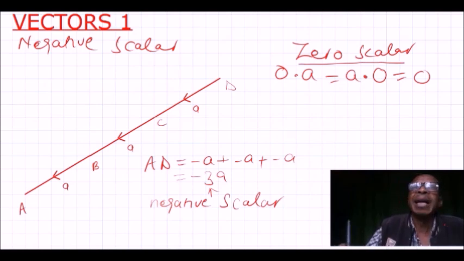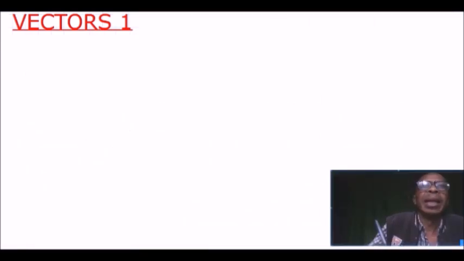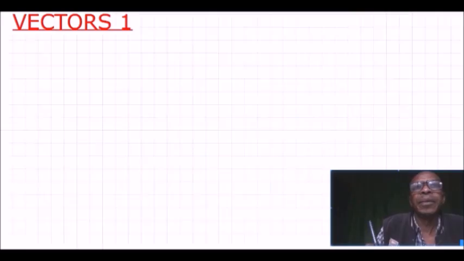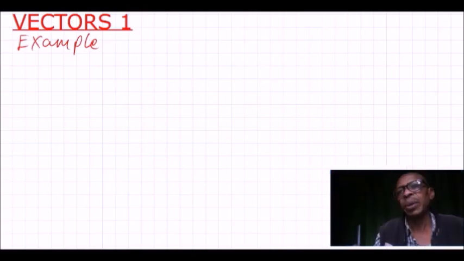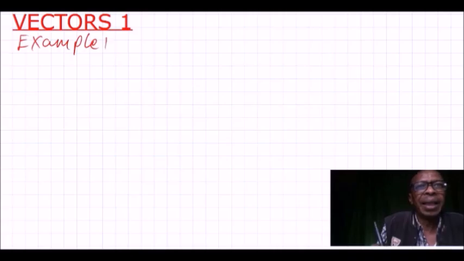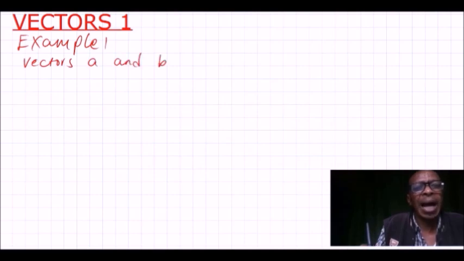Let's have an example. We are going to look at an example here. This is example 1: vectors A and B are given below.